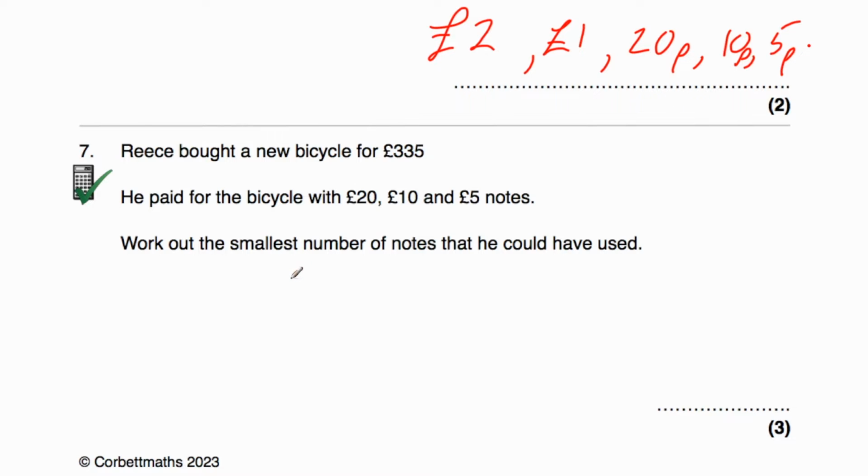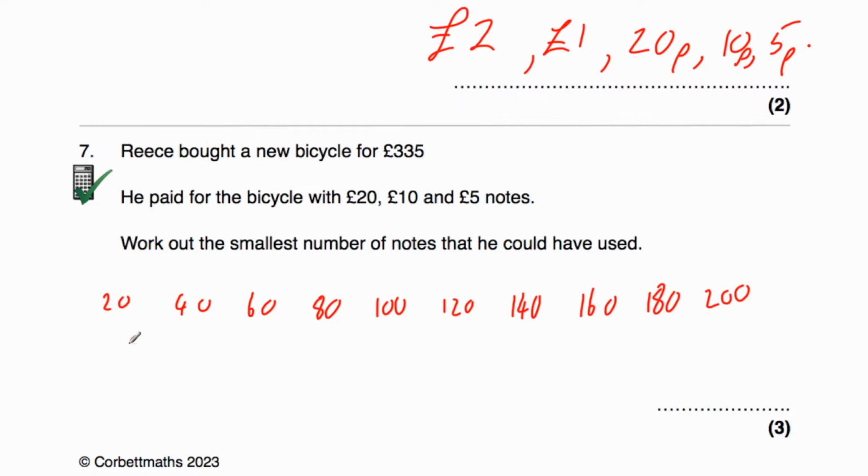Now because he wants to use the lowest number of notes, he wants to use as many £20 notes as possible. So let's see how many that would be. So let's count up in 20. So you could use 20, 40, 60, 80, 100, 120, 140, 160, 180, 200, 220, 240, 260, 280, 300, 320. And he wouldn't use another one because that'd be 340, and that's too many.